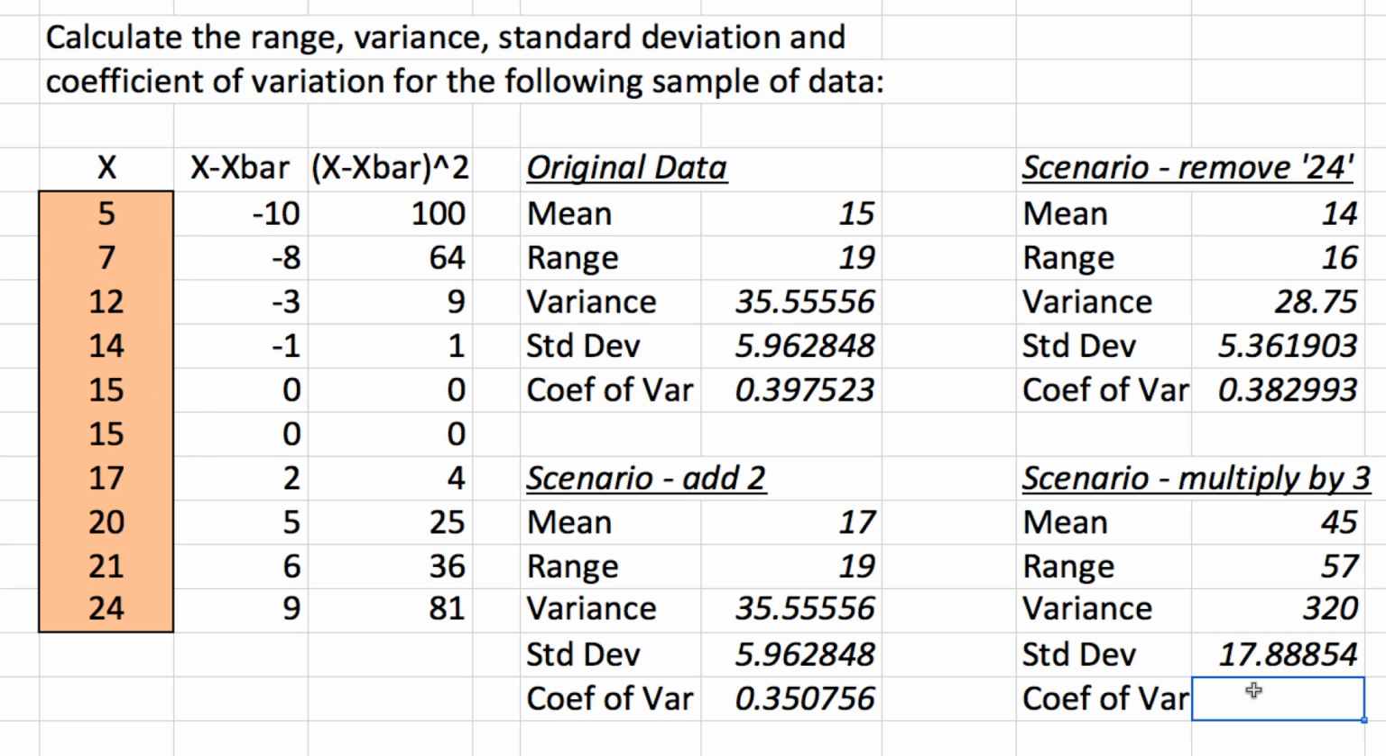And our coefficient of variation, what do you think is going to happen to that? Coefficient of variation is the standard deviation divided by the mean. It's the same. So interestingly, when we multiply every observation by 3, or by anything, the coefficient of variation stays the same.